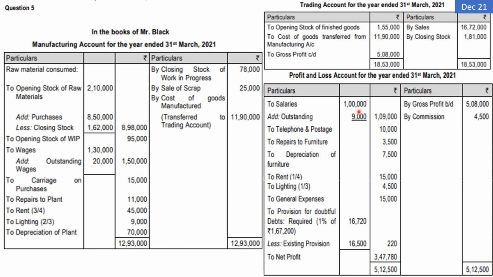of commission, and then salaries inner column, add to that outstanding 9,000 outer column 1,09,000, then telephone and postage, repairs to furniture, depreciation on furniture, 1/4 amount of rent, 1/3 amount of lighting, general expenses, RDD 1% of the amount of sales. So it is 16,72,000. There is some printing mistake here. So 16,72,000 into 1% is equal to 16,720 minus the existing provision old RDD 16,500. So outer column is 220. Then take the total of trade P&L account, find out the balancing figure.